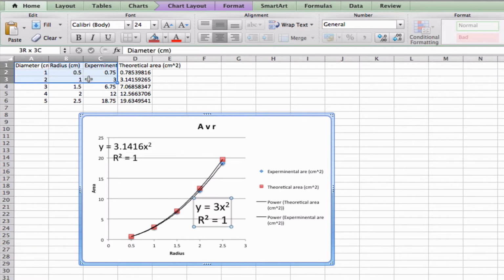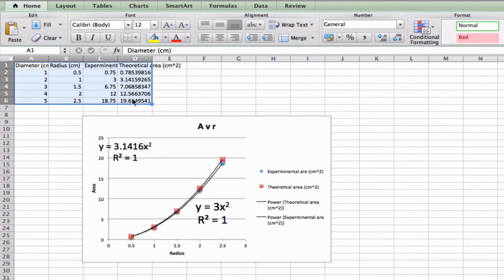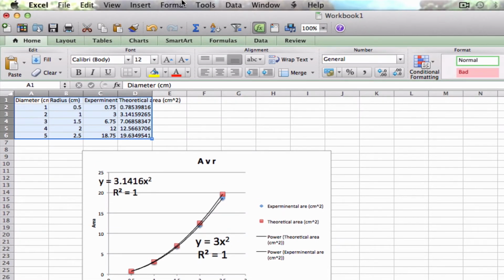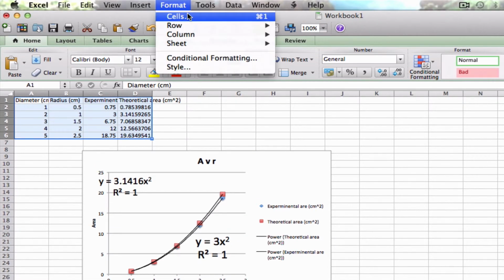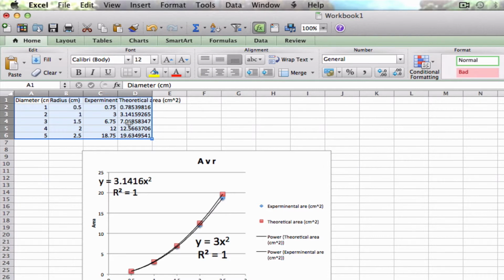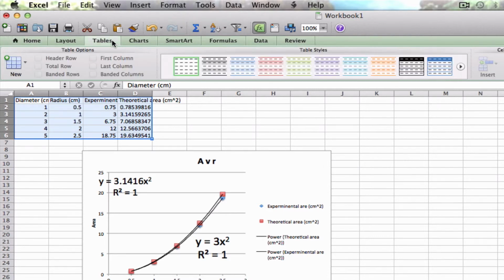First, maybe I want to put some grid lines in here. So I'm going to move my data table over first. I'm going to highlight everything and go into format cells. Now there's a lot of things actually you can do. Now that I highlighted this, I can go into table and I can pick one of these table styles and I can make it different colors and things like that.